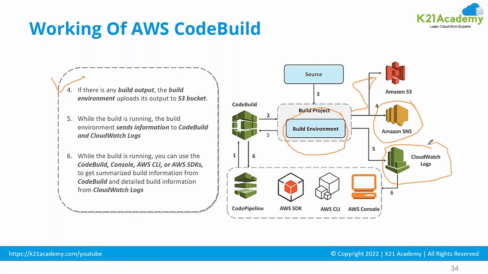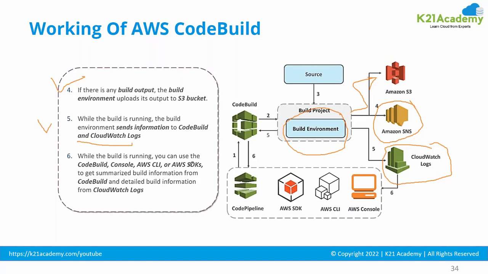Now, in Jenkins, you will see a console output, right? You must be aware of console output, or some of you must be using Blue Ocean to have a visual representation of each of the steps occurring in your build jobs, right? Similarly, we have CloudWatch Logs, which will give us a detailed log of each of the steps occurring in the build. So when the build is running, the build environment sends the information to CodeBuild and CloudWatch Logs.